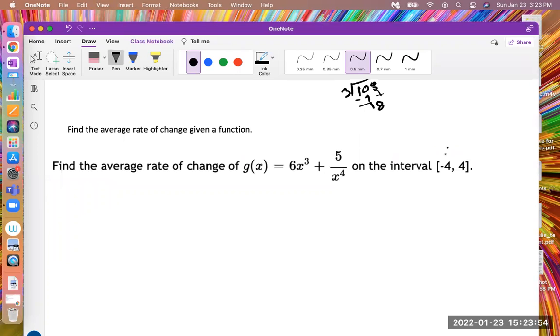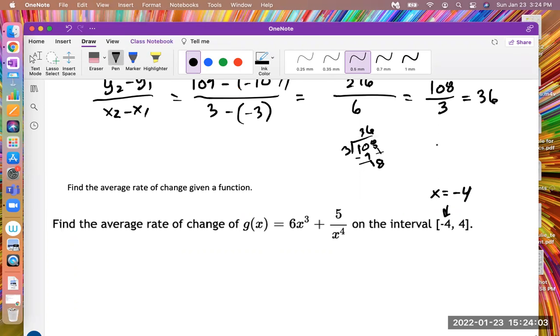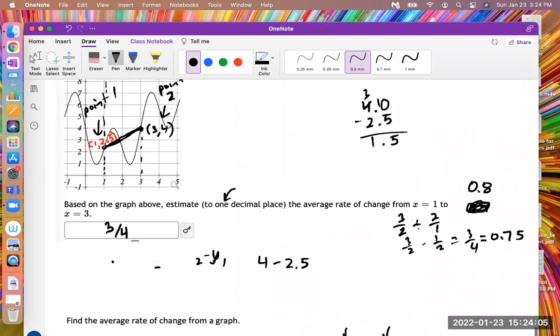So what I'm going to do is evaluate the function for x equals -4. That's going to give me my first point here. I already know the -4 is the x coordinate, but the result that I get when I plug in -4 to the function is going to be the y coordinate here.